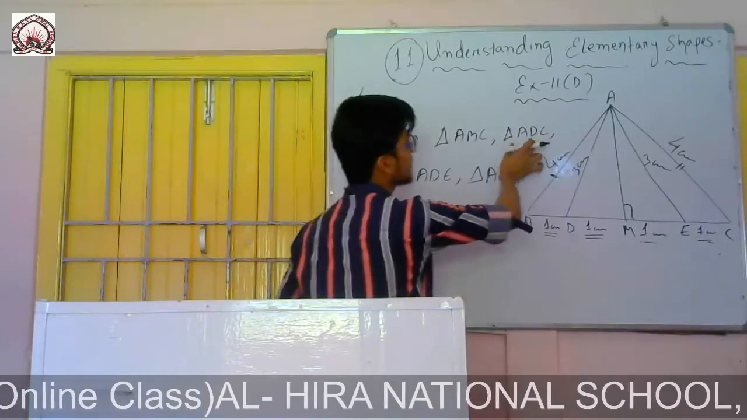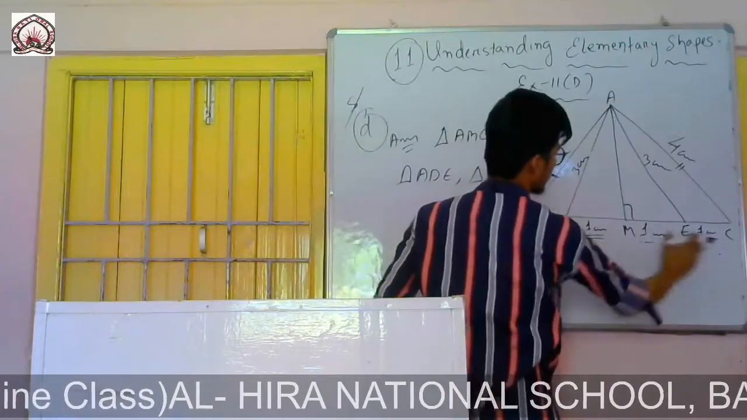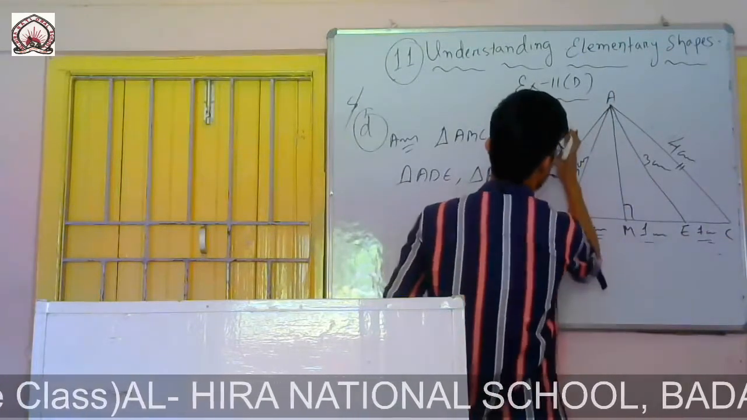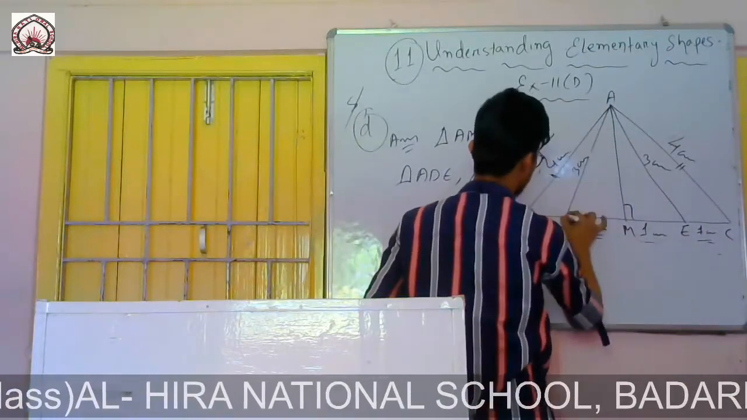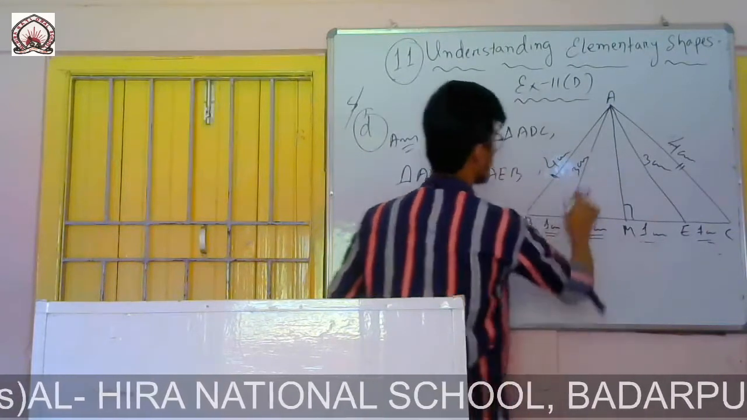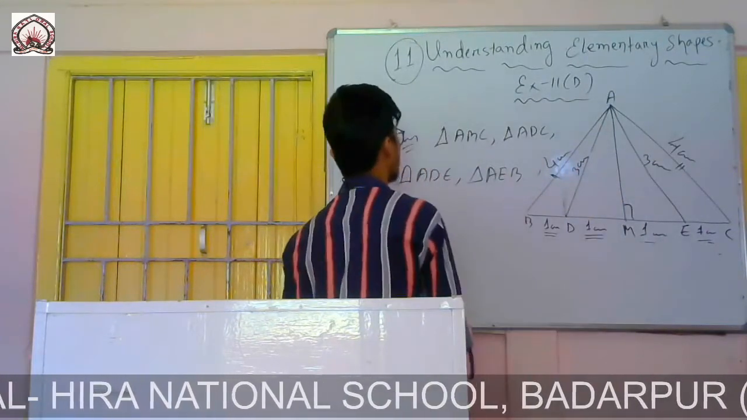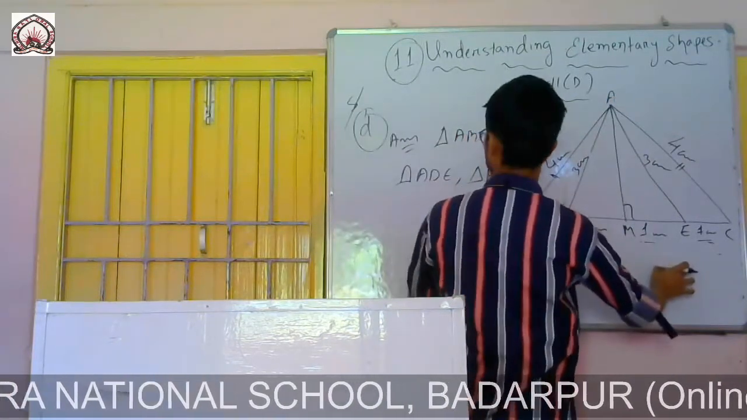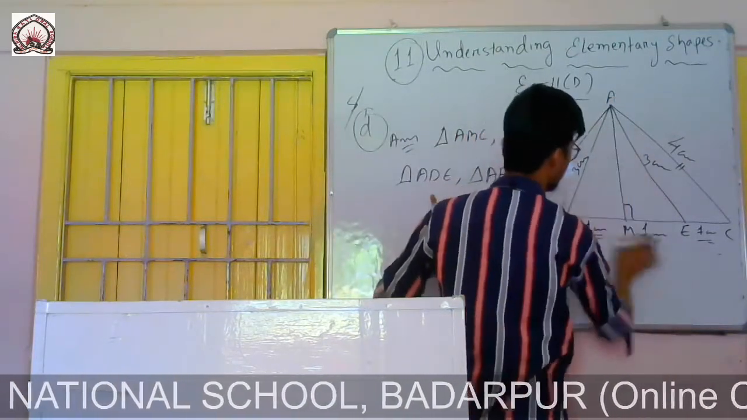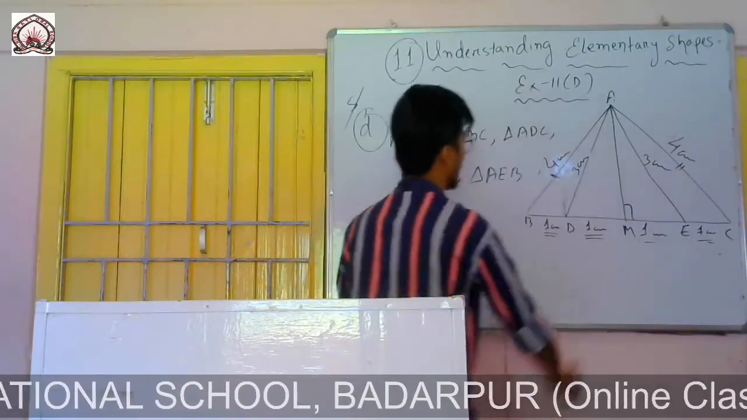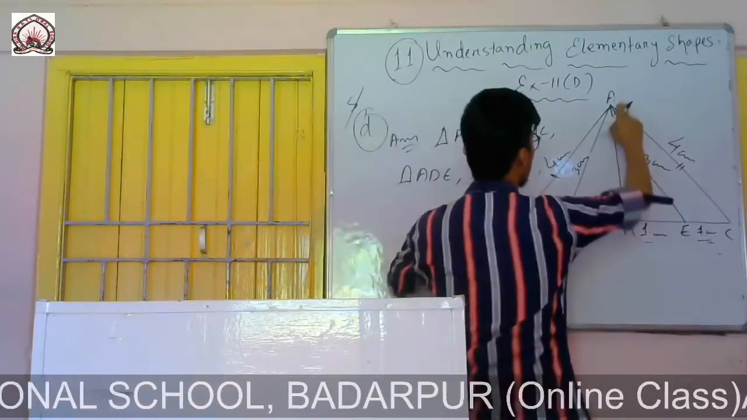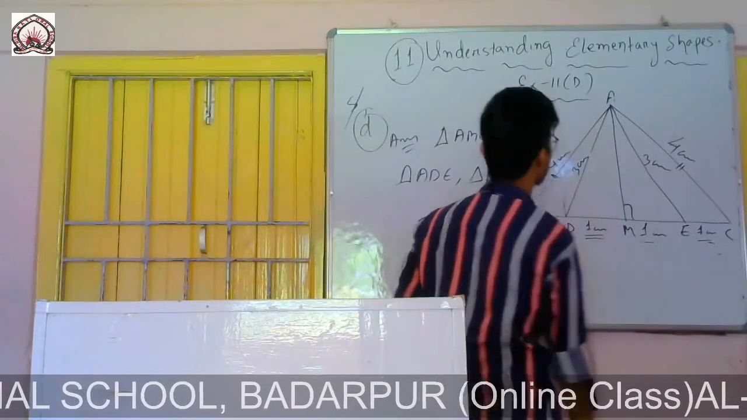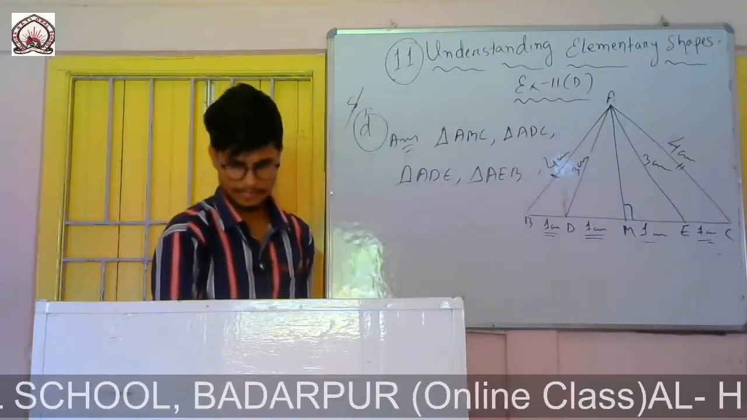Then triangle ADC, this side also is acute. If it were 90 degrees, then it would be straight like this. So we can say it is an acute angle triangle. Then triangle ADE, this one also will be an acute angle triangle. Then triangle AEB, this side also the same, it will be an acute angle triangle.